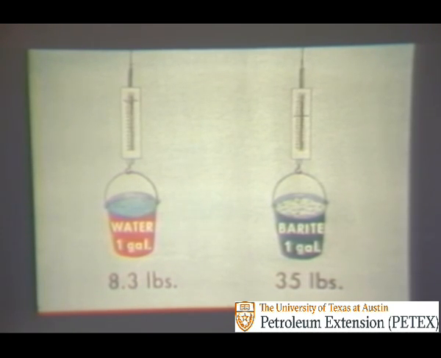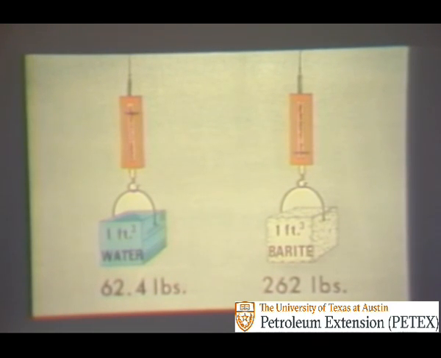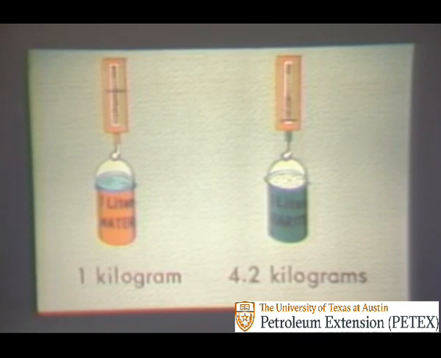Barite is heavy. A gallon of water weighs about 8.3 pounds, but a gallon of barite weighs about 35 pounds. That's 4.2 times as heavy as water. If you're used to pounds per cubic foot, a cubic foot of water weighs about 62.4 pounds, and a cubic foot of barite weighs 262 pounds. And since it looks like we're all going to have to get used to the metric system, a liter of water weighs 1 kilogram, and a liter of barite weighs 4.2 kilograms.